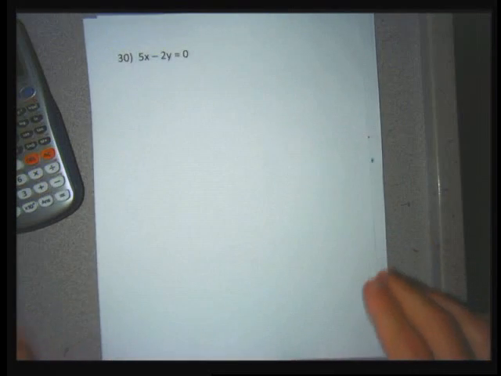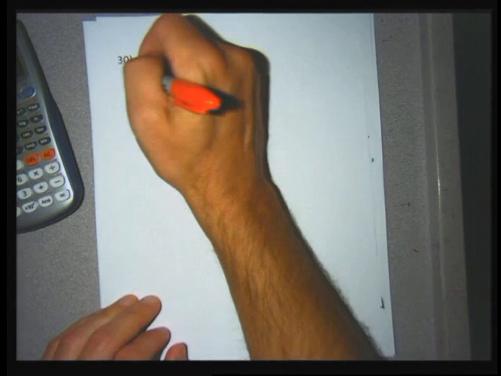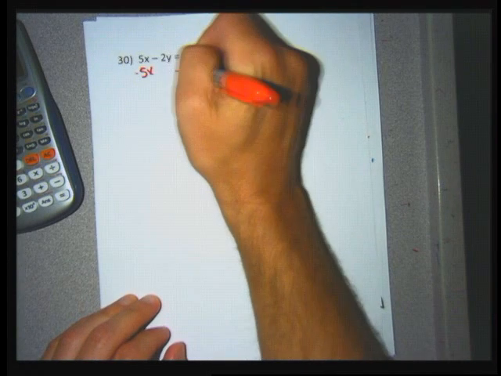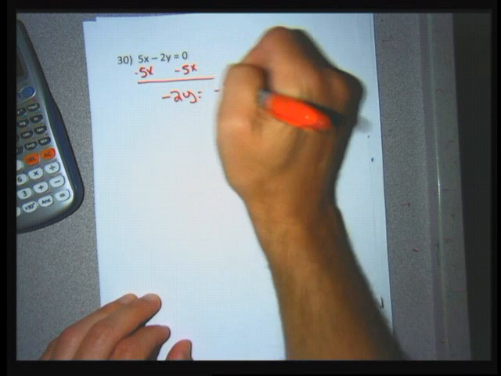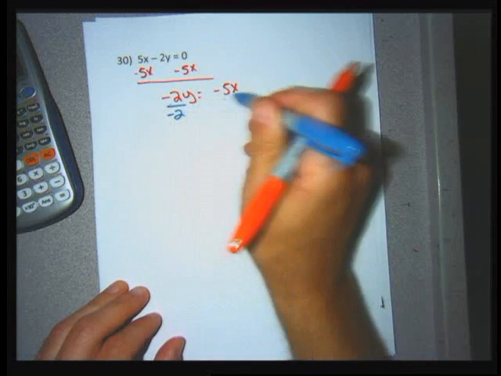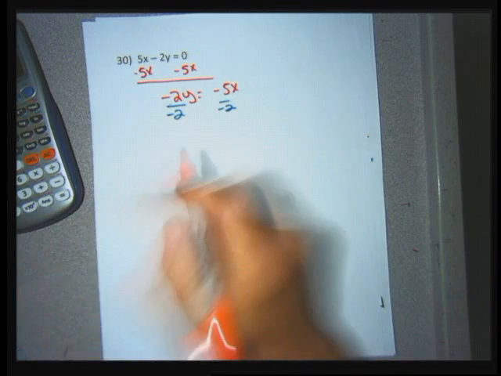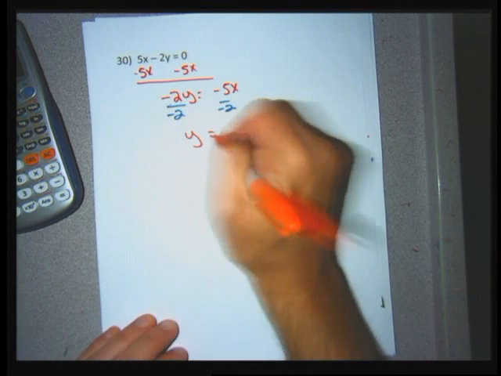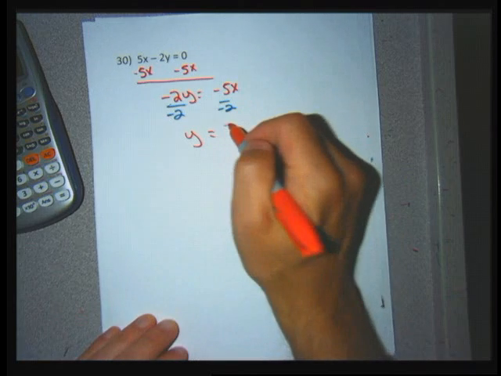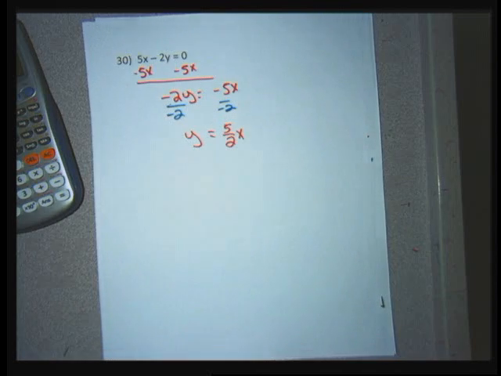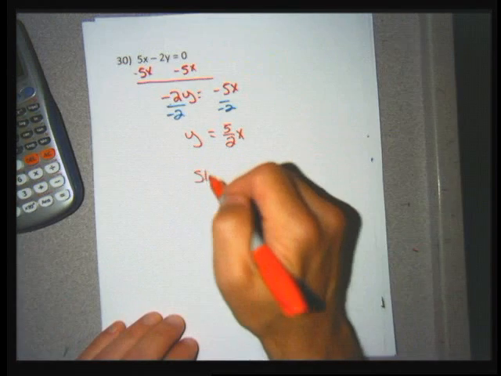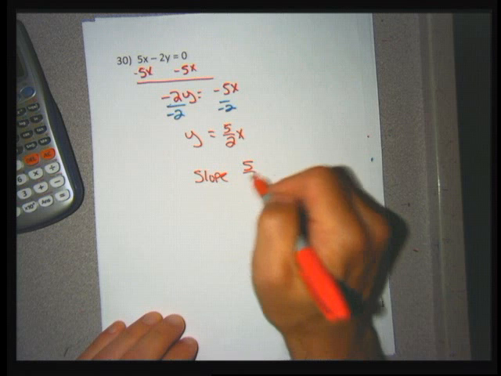30, same strategy. I'm going to solve the equation for y first before I do my graph. To solve this equation for y, I'm going to subtract 5x from both sides. When I do that, I get negative 2y equals negative 5x. Then I'm going to divide both sides by negative 2. On the left side, I'm left with the y. On the right side, the two negatives cancel and become positive. And I get y equals 5/2 x. So the slope for this particular problem is 5/2.